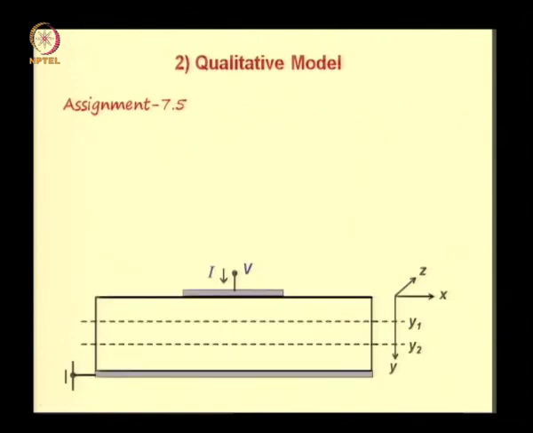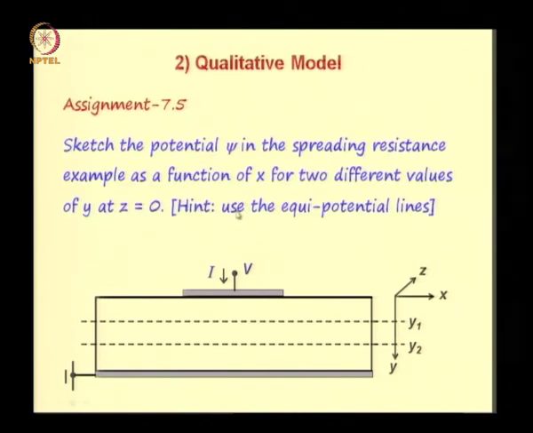Assignment 7.5. Sketch the potential psi in the spreading resistance example as a function of x, x is the lateral direction, for two different values of y at z is equal to 0. So hint, use the equipotential lines.